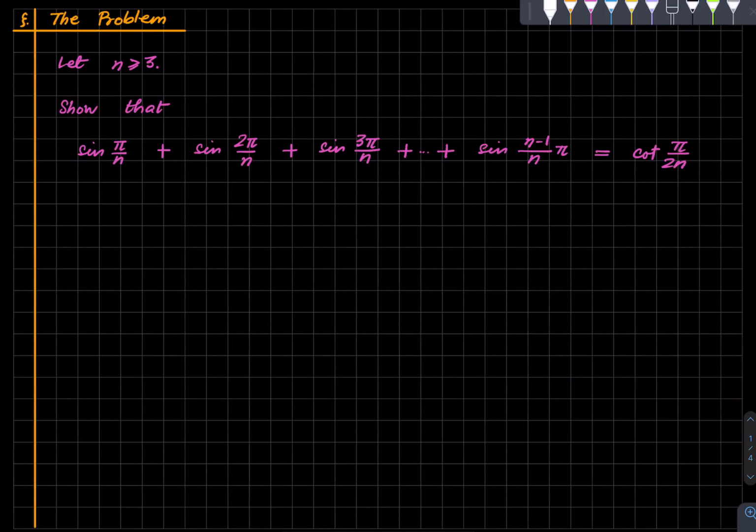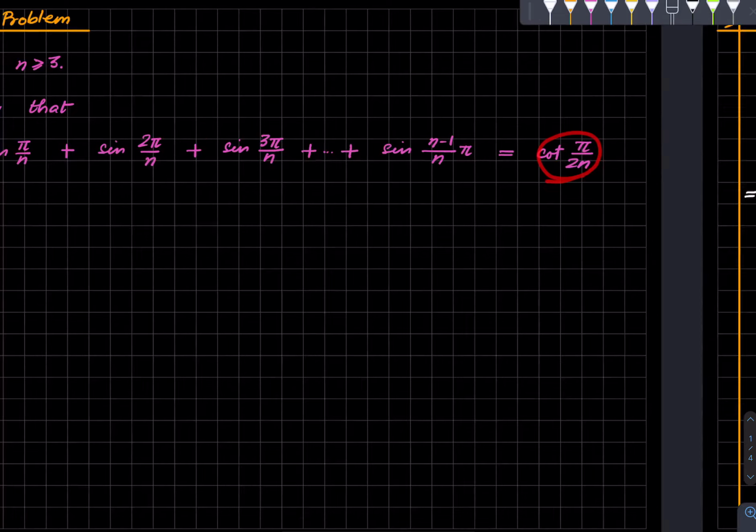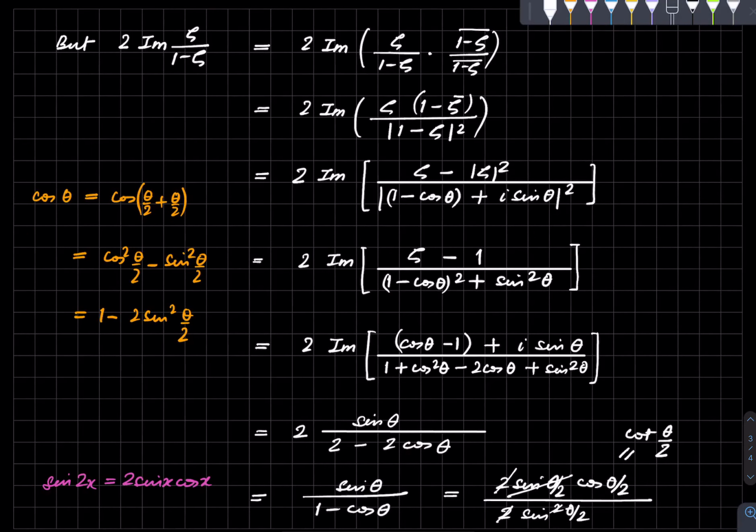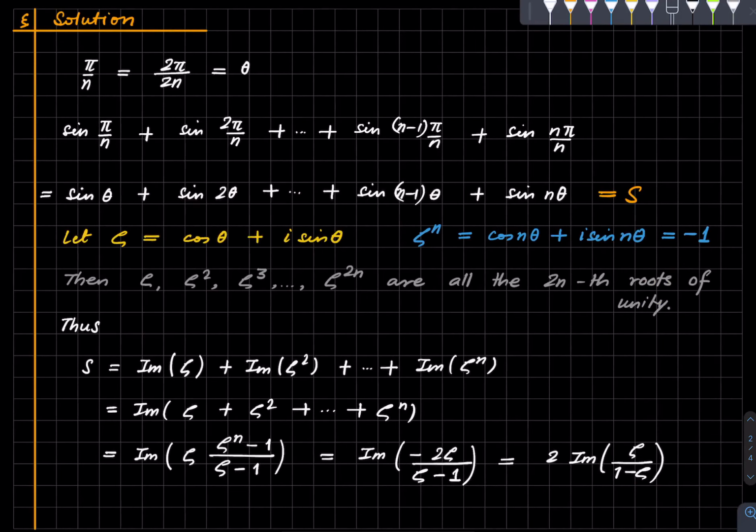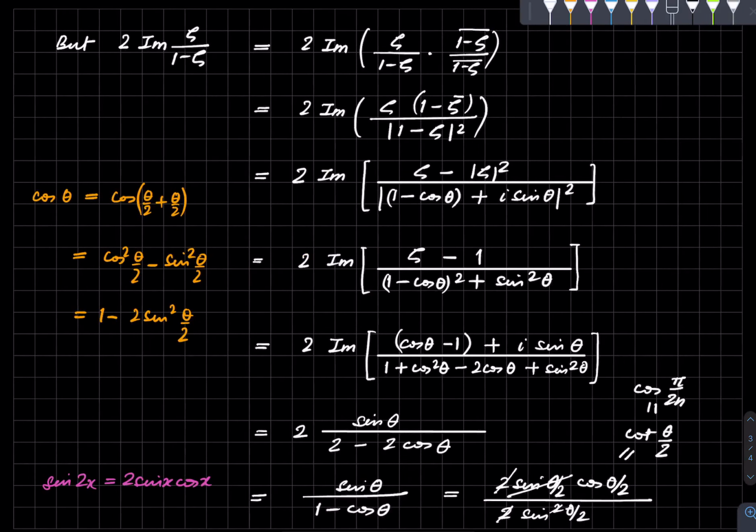And what did we want to show? We wanted to show this is equal to cot pi by 2n, but what is theta? Theta is pi by n. So this is equal to cot pi by 2n. And that's it. That's the proof. So I hope we followed all the steps. Basically, once you get the idea that you can think of this sum as the imaginary part of some manageable geometric series, the rest just works itself out. A little bit of trigonometry is used, but this is nothing.